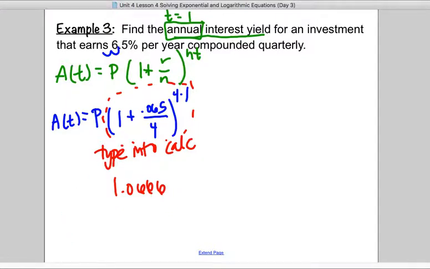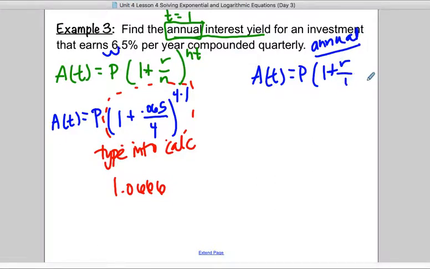So now what we want to do is find the annual interest yield. So what we need to do is compare it to something that is compounded annually. So we have A of T equals our principal, 1 plus the rate, which we don't know because we're trying to figure that out, all over the number of times you are compounded. Well, if we're comparing it to the annual, it's compounded once a year, all to the 1 times 1. So we will have 1 plus R, really, is what we have there.